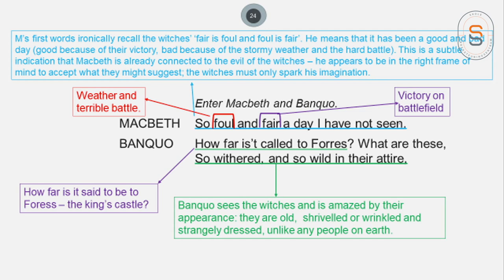It's been a good day because of the victory and a bad day because of the stormy weather and the hard battle. This is a subtle indication that Macbeth is already connected to the evil of the witches. He appears to be in the right frame of mind to accept what they might suggest. The witches must only spark his imagination.